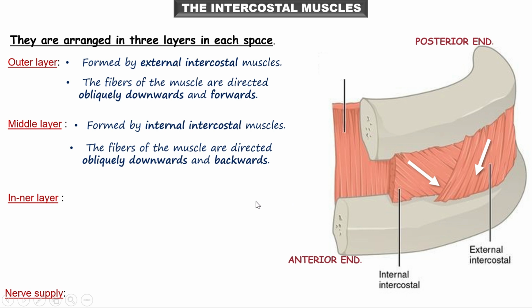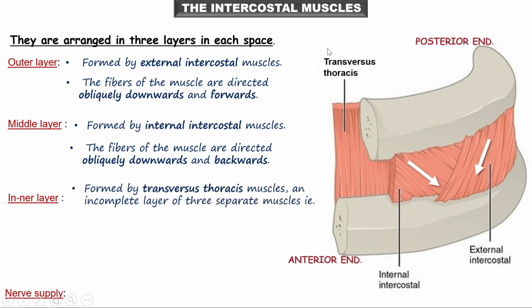And then the inner layer of muscles is a group of many muscles that sometimes we simply call the transversus thoracic muscle, as indicated right here. So it is formed by the transversus thoracic muscle, an incomplete layer of 3 separate muscles, the first one being the sternocostalis. This one runs from the sternum to the ribs. So it is called sternocostalis. And then we have another one called the innermost intercostal muscle.